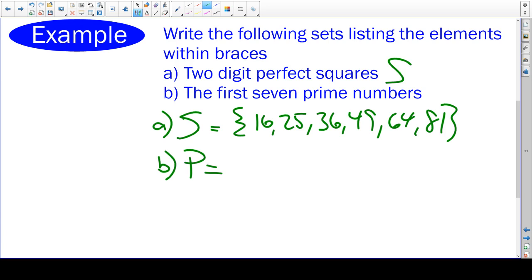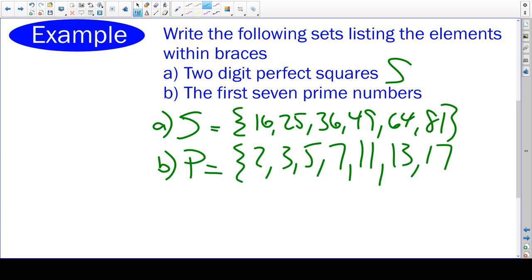Okay? So, here we go with set P. Set P is the first 7 prime numbers. So what's the first prime number? 1, 2. It's 2. 1's not a prime number. 2, 3, 5, 7, 11, 13, 17, I think. 1, 2, 3, 4, 5, 6, 7. Yeah. There's the first 7 prime numbers.